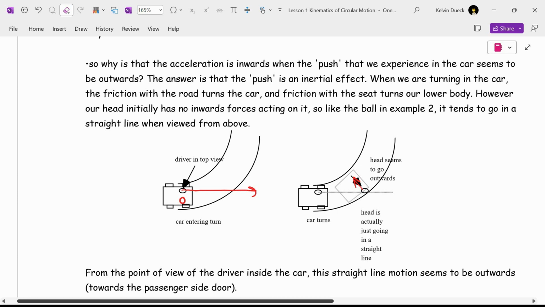Did the girl come sliding into your arm? No, the girl kept going in a straight line. The car is what moved underneath them. Ask your grandfather, he might fess up.